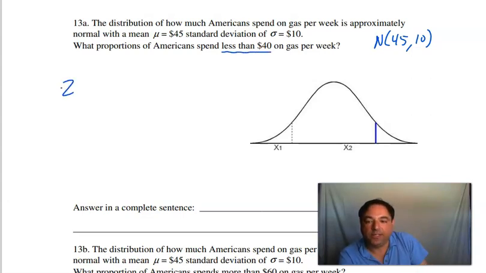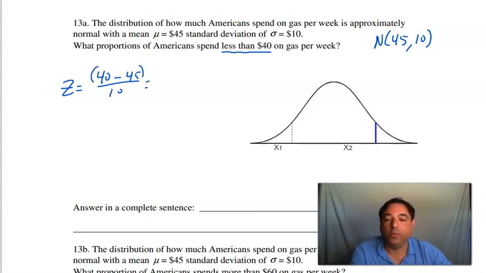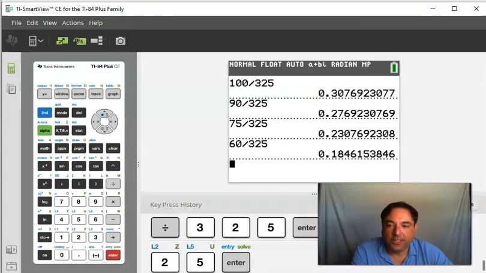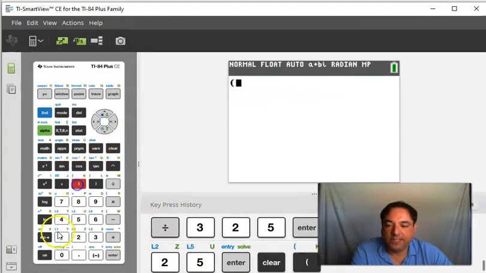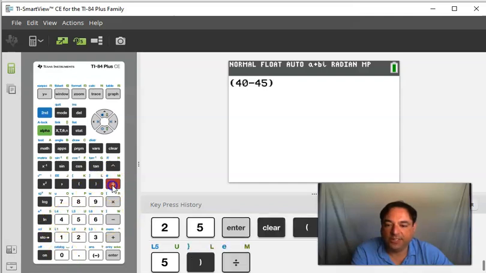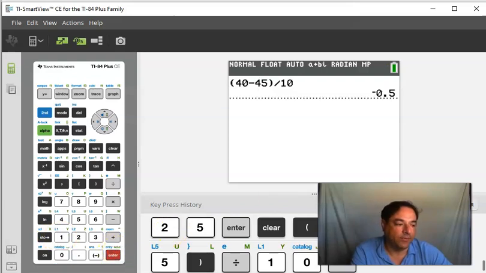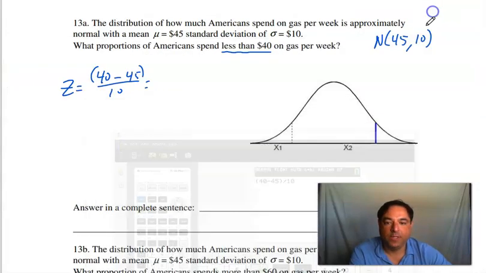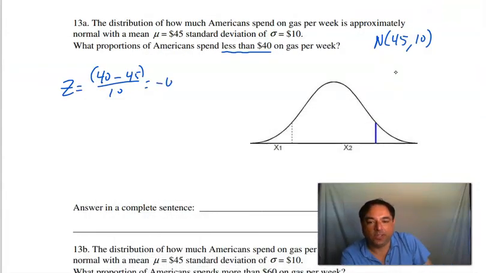So we first find our z, which is 40 minus the mean, 45, divided by the standard deviation, which is 10. Be careful with parentheses around the numerator. Go to the calculator, parenthesis, 40 minus 45, close parenthesis, divided by 10. That gives us negative 0.5. That is our z-score, negative 0.5.